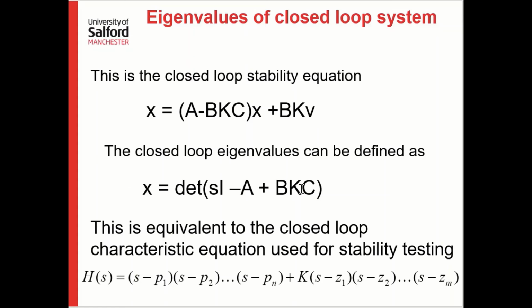If we work this out, it gives us the characteristic equation. The eigenvalues of this are the same as the characteristic equation, so we get the same equation as if we'd done the closed loop stability equation, P(s) plus KZ(s). So this is a quick way of getting at P(s) plus KZ(s). You just look at the eigenvalues of A minus BKC. So this is quite attractive.